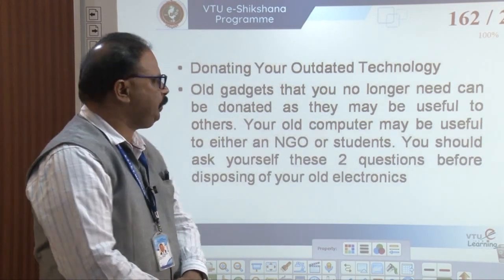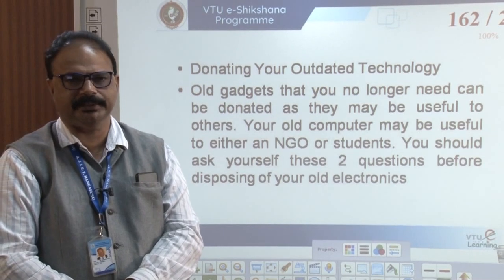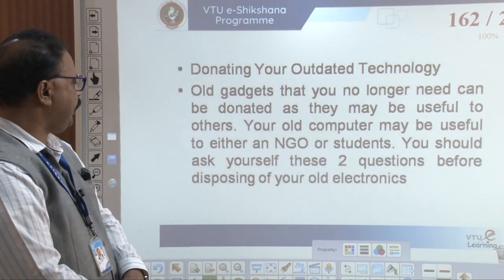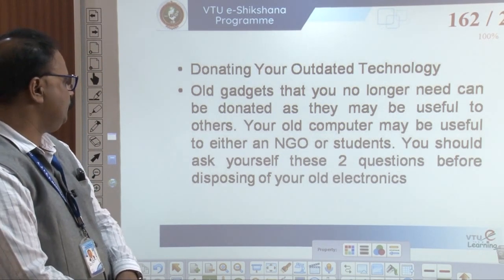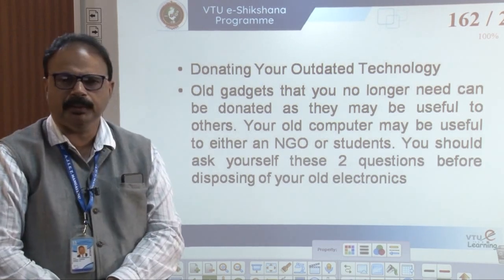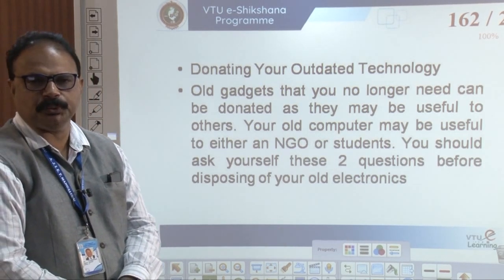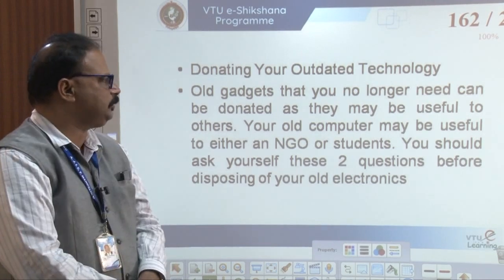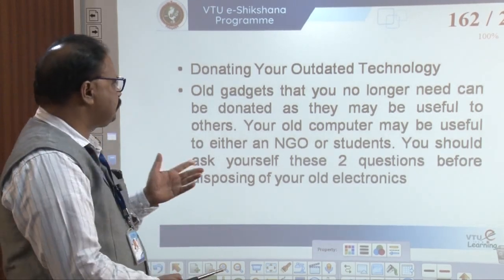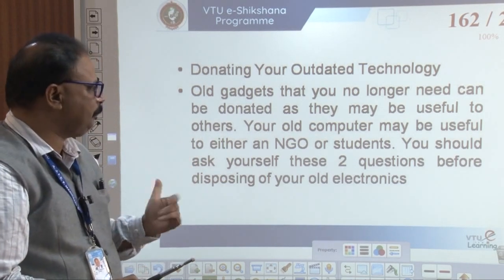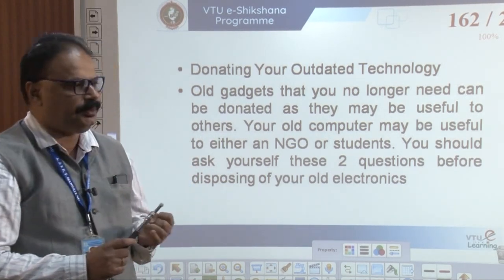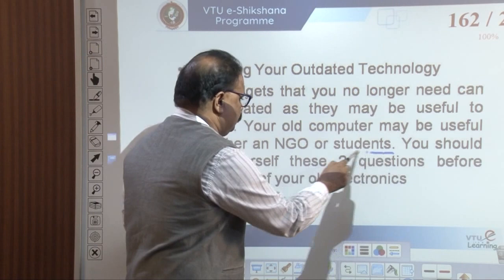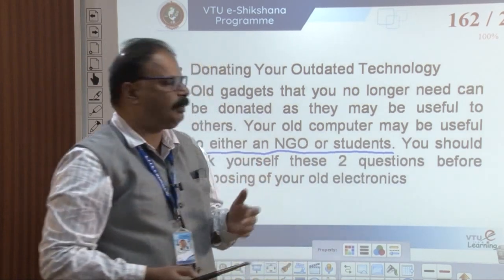Donating your outdated technology: old gadgets that you no longer need can be donated, as they may be useful for others. An old computer may be useful to an NGO or a student. Ask yourself two questions before disposing of old electronics. If you have a computer, PC, laptop or any spoiled or outdated electronic material, you can give it to an NGO or poor students, and they will repair and use it.